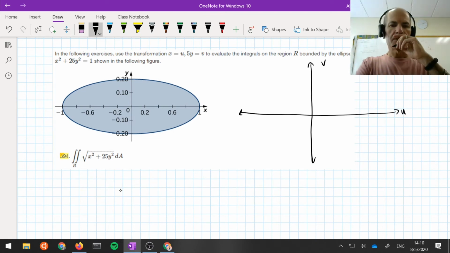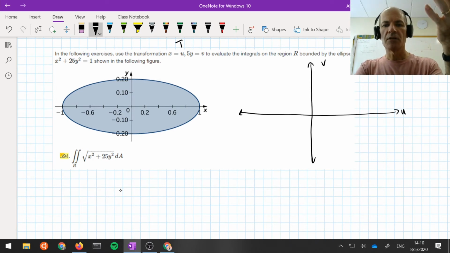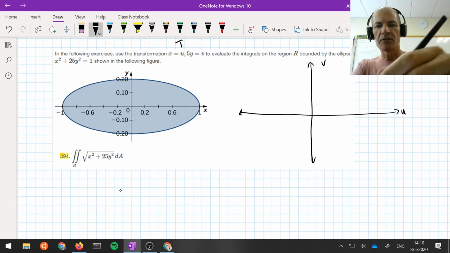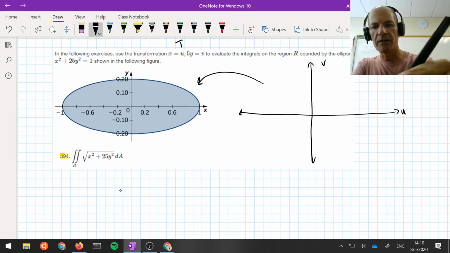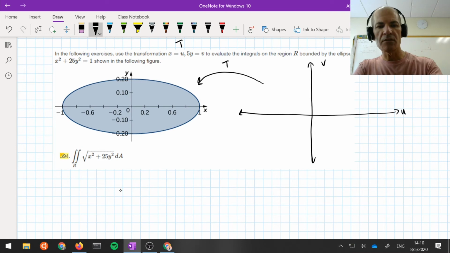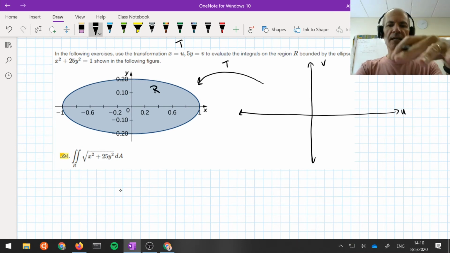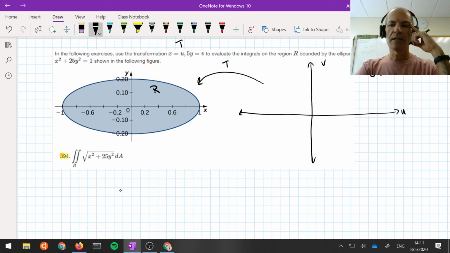All right. So we're given this transformation. This is the transformation T. You plug in u and v and you get out x and y. So T is moving in this direction. It's taking points out of the uv plane on the right and sending them to points over here in the xy plane. The trick is to figure out, this is the region R. This is the image of some mysterious set over here in the UV plane.